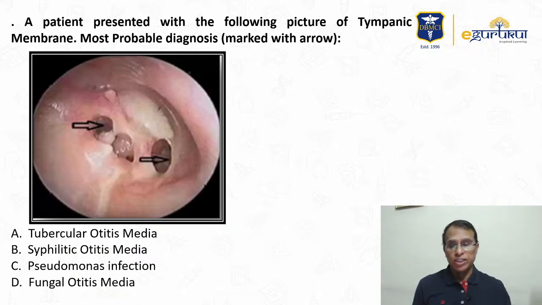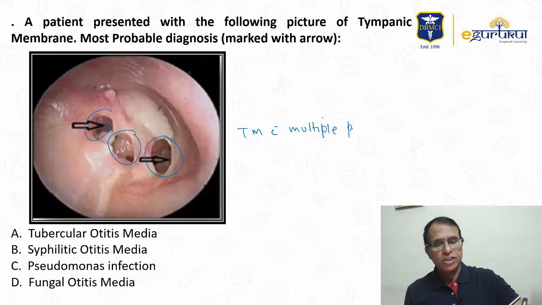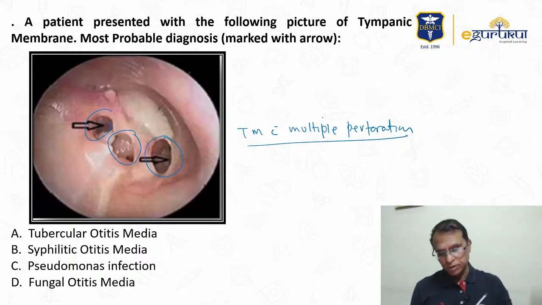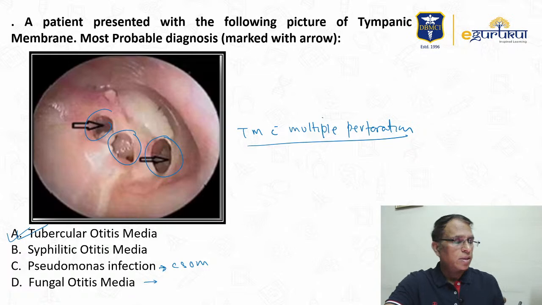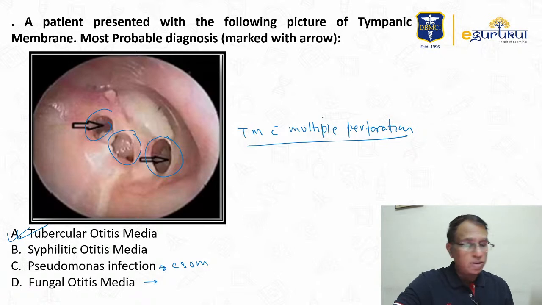There are multiple perforations. You can see all these are perforations. So this is a tympanic membrane with multiple perforations, and we all know that a tympanic membrane with multiple perforations is a feature of tuberculosis. We just discussed, Pseudomonas causes CSOM. In CSOM there is a single large perforation, and fungal otitis media will also cause single perforation. The rest of them will all cause single perforations. They may be central, they may not be central, but they will have a single perforation. This tuberculosis is the only one that causes multiple perforations.